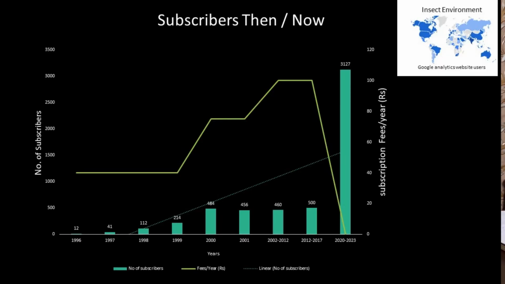Now, I would like to also say that initially we were charging subscription, but from 2020 we went online, and we also found that the interest in the journal increased remarkably, as this slide is showing. You see the green histogram bars, it shows that there are over 3,000 subscribers as of today, which is a phenomenal growth in the last 27 years.